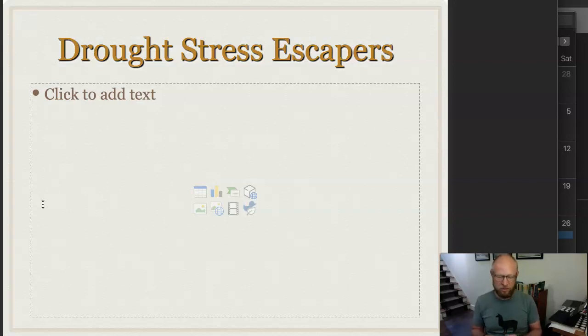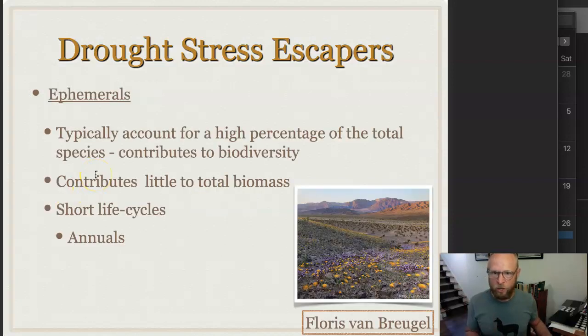And since individual plants aren't moving, really what we're talking about is the timing of growth. I'm going to come back to the slide and draw in just a second. When we're talking about drought stress escapers, we're really talking about ephemerals, and more specifically, oops, sorry about that. By the end of the semester, I'll be good at this. We're really talking about annuals or biennials. Biennials would have 2 years of growth. Annuals are just growing and completing their entire life cycle in 1 year. So that's what we're talking about with escapers.